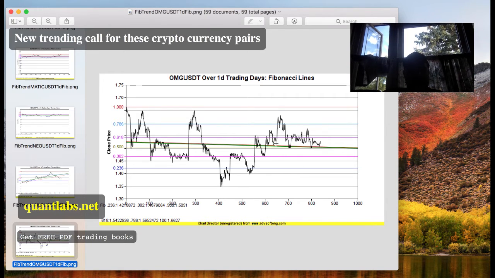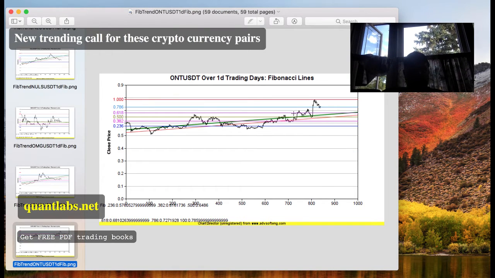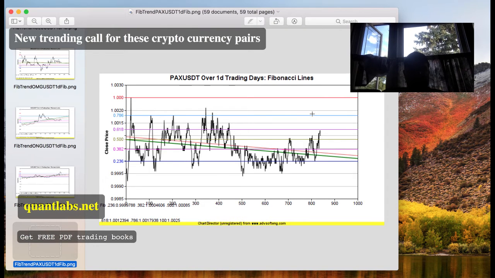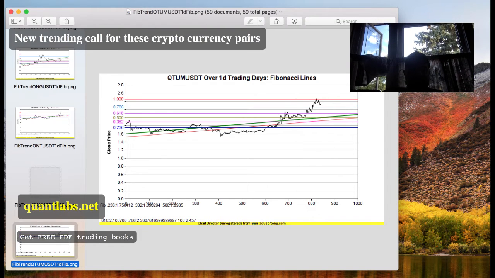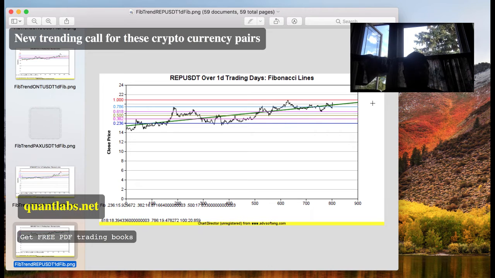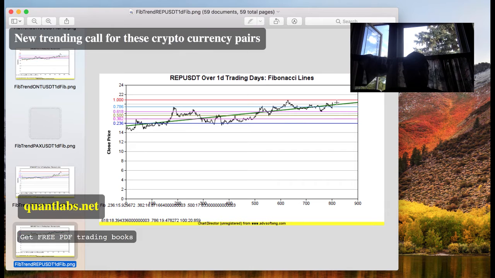Oh, I'm thinking of Ontology, I'm sorry. Yeah, ONG starting to, this is last week where it got a 26% return. ONT, Ontology's done fairly well. PAX, there's been news of this, so I'd like to see this straighten out. QTUM has done okay. REP, I think this is one of those ones. Yeah, so this one would definitely take a position. So historically, it's not much, but it's profit.